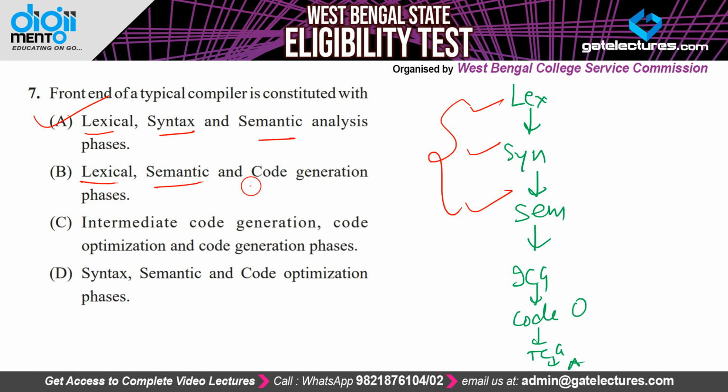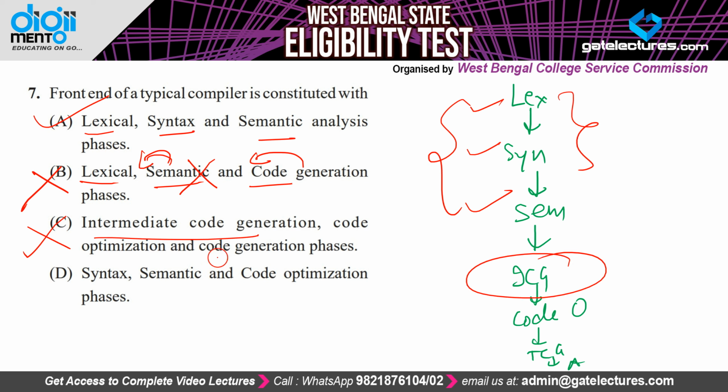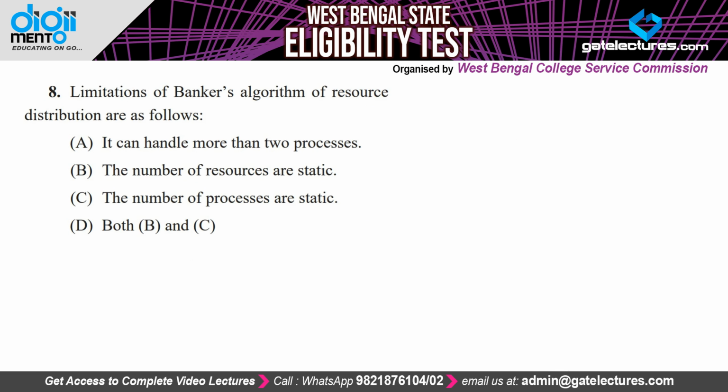Next they are saying lexical, semantic and code generation. Here this is wrong because before semantic analyzer we have syntax analyzer, so they missed one step here, and before code generation we have intermediate code. Option number C is likely wrong because intermediate code generation is not in the first phase. Intermediate code generation comes much later. And option D is saying syntax, semantic and code optimizer. This is also wrong because they missed the lexical analyzer and they missed intermediate code generation also. So the correct answer is option number A. Question number 8 is saying the limitation of Banker's algorithm resources distribution are as follows.